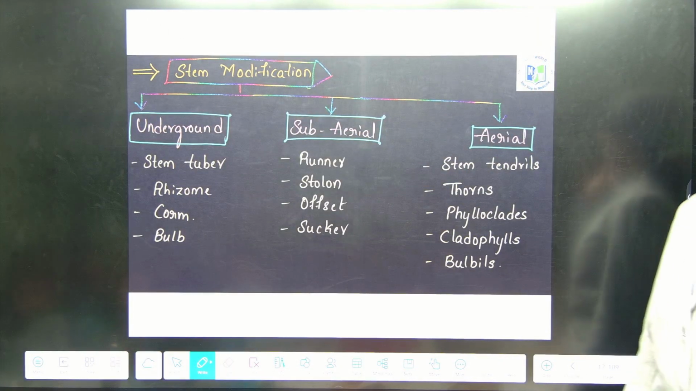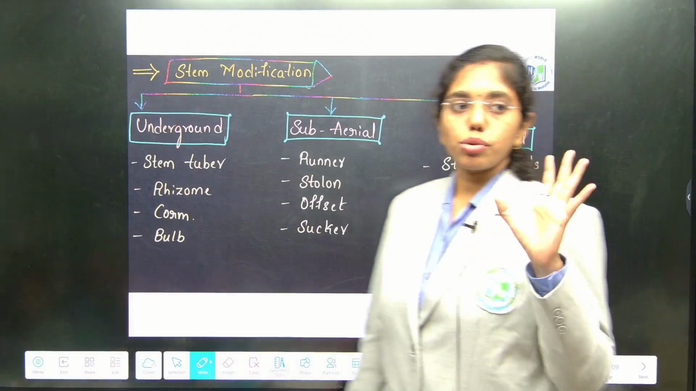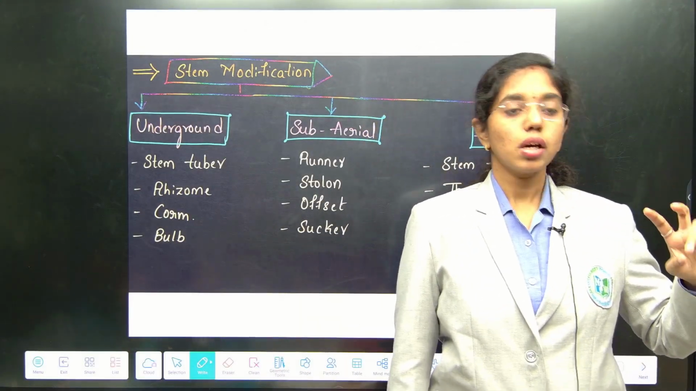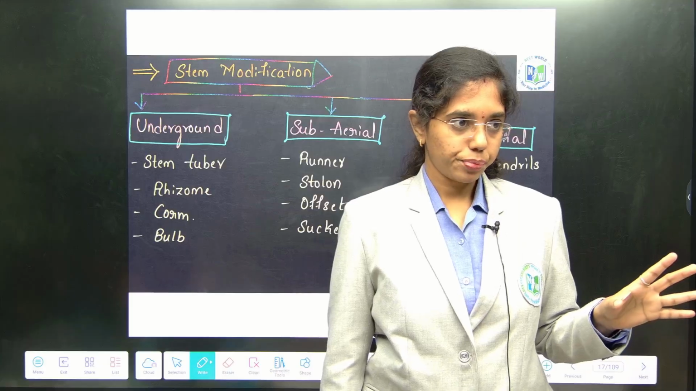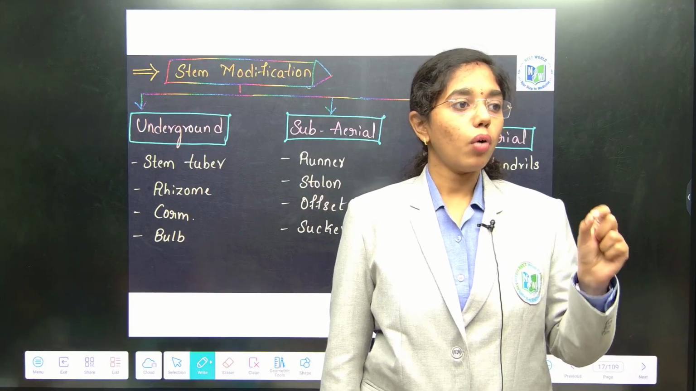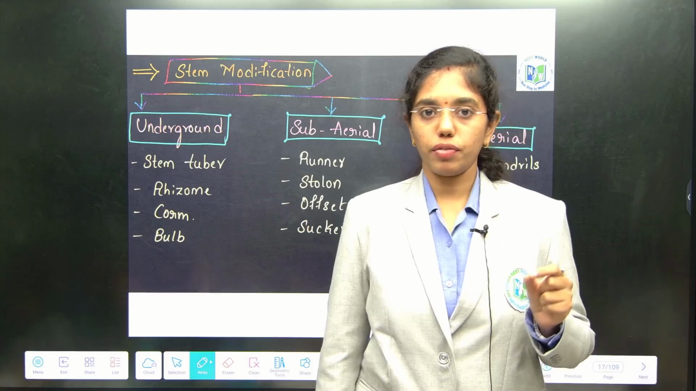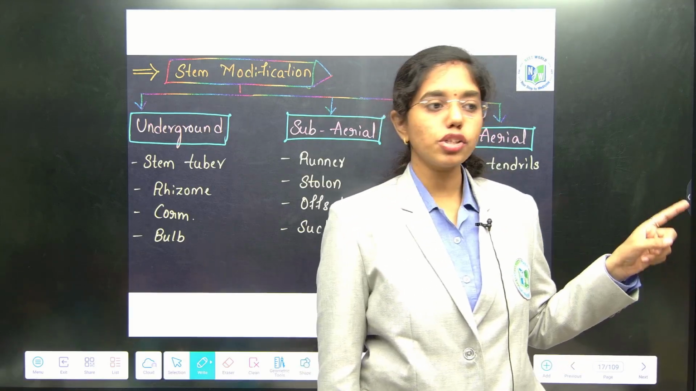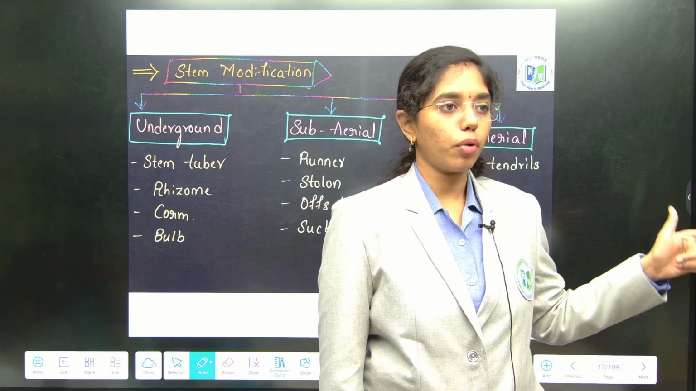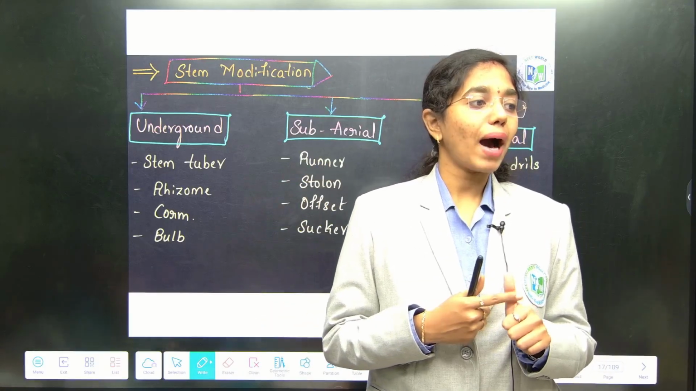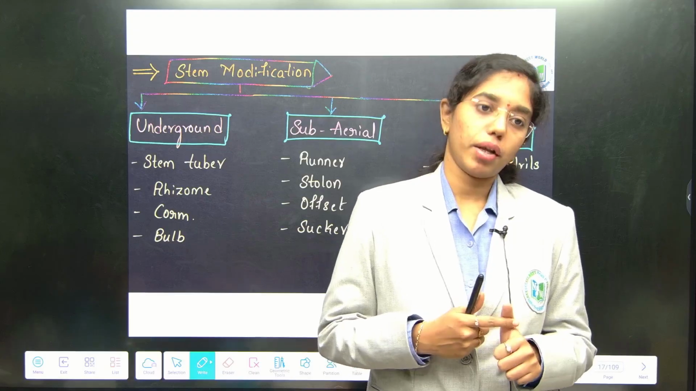Very often you get questions from root and stem modifications. Those are statement based. So, along with examples, you have to remember clearly what each type of modification is. If it is root modification, you should know the type of origin and type of growth. If it is stem modification, you should know which part of the stem is getting modified.